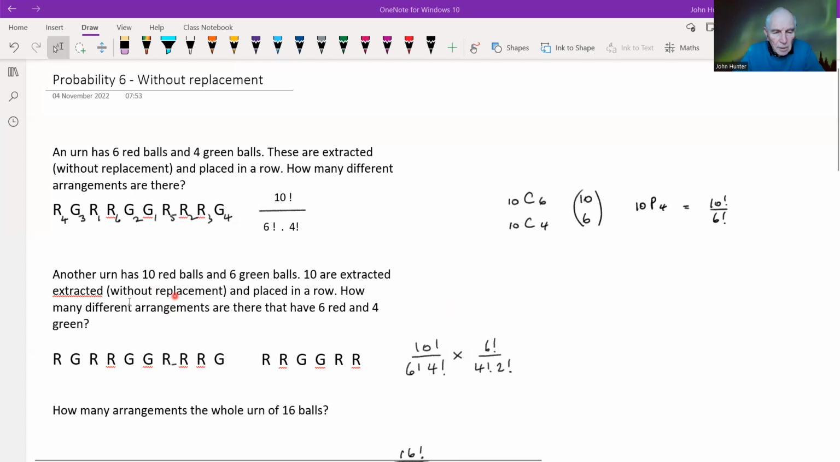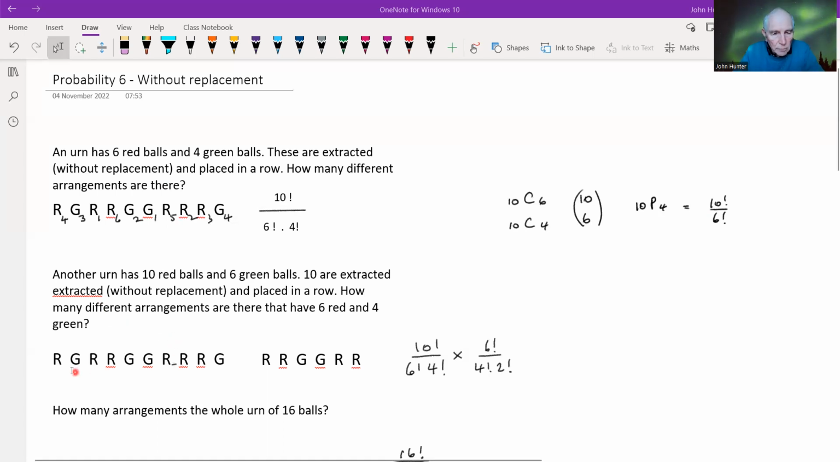So I want to have a look at a development of this particular problem. Another urn has 10 red balls and 6 green balls, 16 in total. 10 are extracted without replacement and placed in a row. Same thing, basically. How many different arrangements are there that have 6 red and 4 green? Now, there's slightly tricky thinking on here, because what we actually need to do is imagine that we've taken all 16 balls out and arranged them.